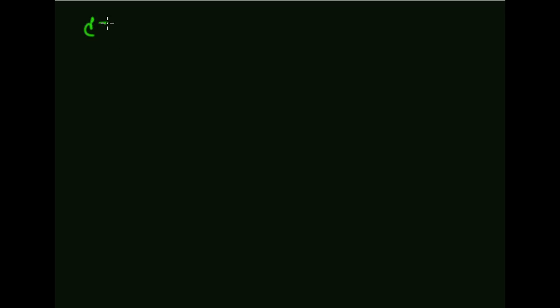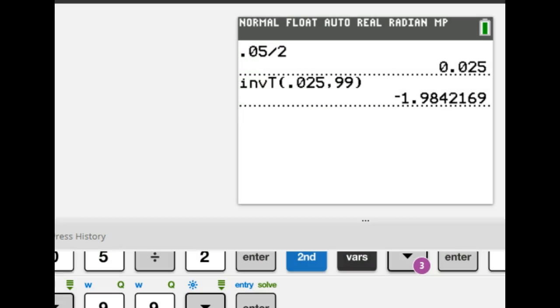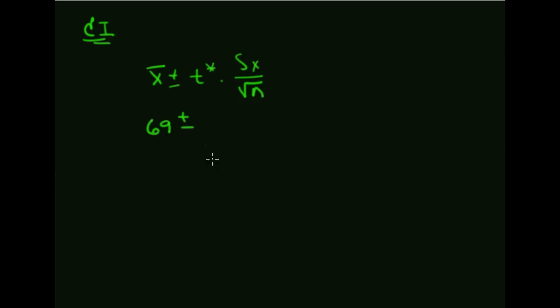Let me write that out. The confidence interval is my point estimate, which is x bar, plus or minus t star times the sample standard deviation over the square root of n. In my example, the average of my sample was 69 inches, my t star was 1.984, and the standard deviation was 2.5 over the square root of n, which was 10, so times 0.25.